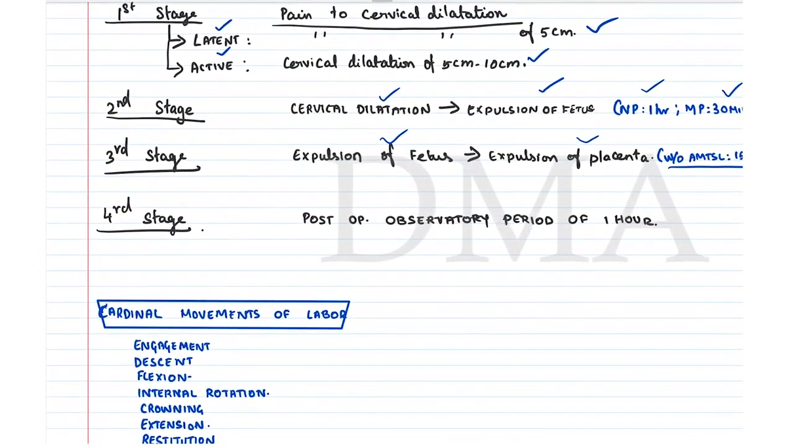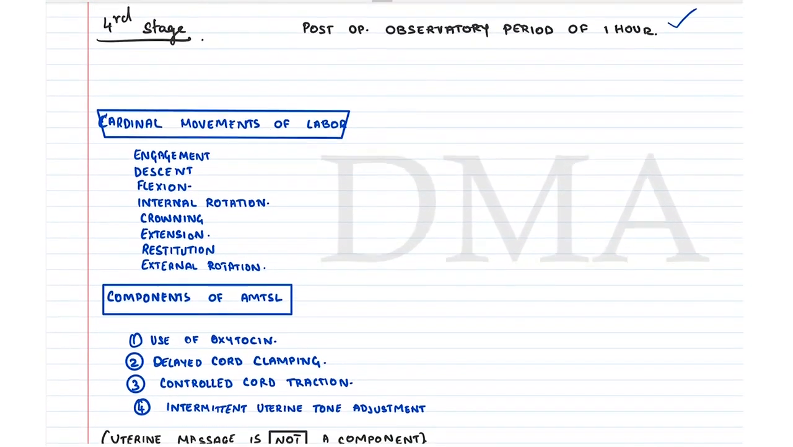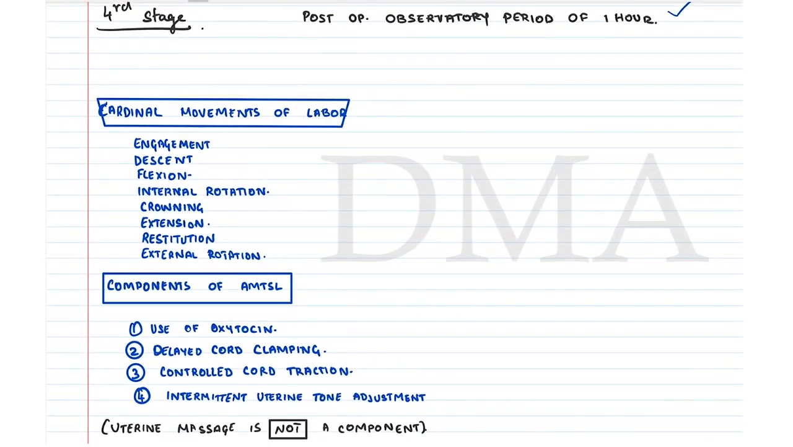So the post-partum observation period of 1 hour is your stage 4. That is, after your delivery is done, that is, your labor is finished, you have to observe the patient for 1 hour. So the observation period of 1 hour is your stage 4.